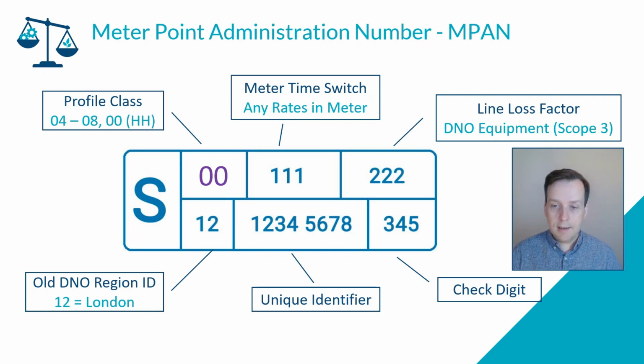Finally, unique identifier. So this is the crux of it. This is your serial number. So between your DNO region unique identifier and some check digits, that is your meter number. So that's our MPAN.